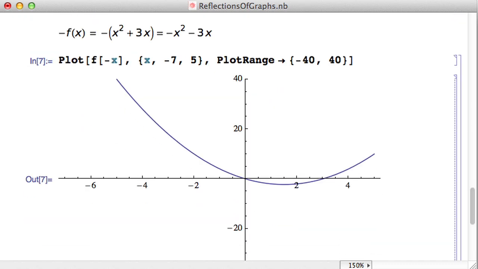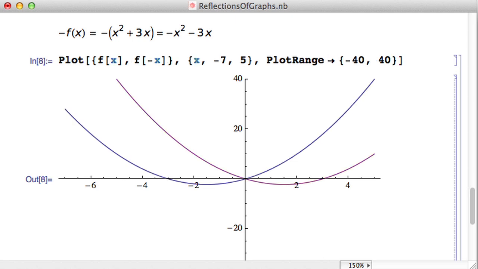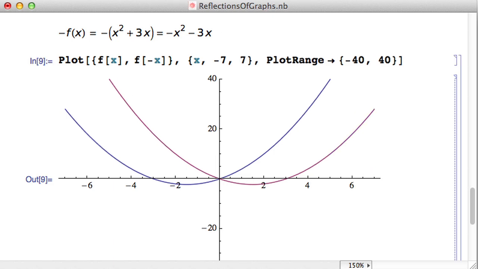And there we see that this is indeed reflected about the y-axis. To see it even better, I can plot both functions at the same time by putting it in braces, making that list of functions. Maybe I should change the plot range to go to +7 so you can see it even better. These functions are reflections of each other about the y-axis. If I fold the blue function about the y-axis, I will get the red function, and vice versa.